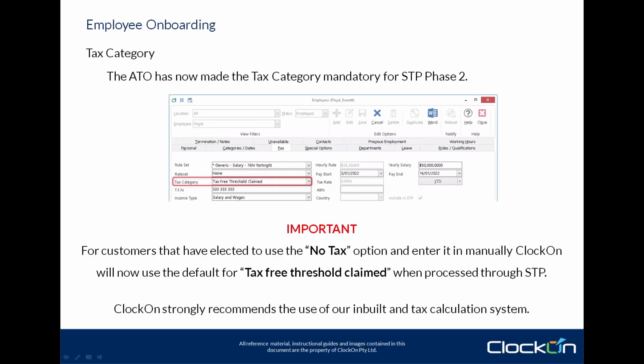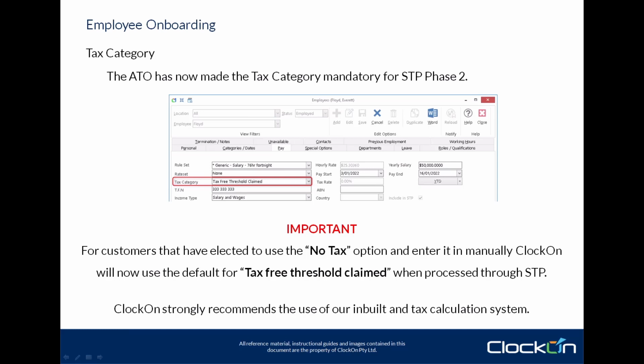Now, this is an important option. There's been changes to the way that the tax category is used with STP Phase 2. It is now a mandatory requirement. With STP Phase 1, all they cared about pretty much was the gross and the tax. STP Phase 2, they want more information, so we've got to send that through now.